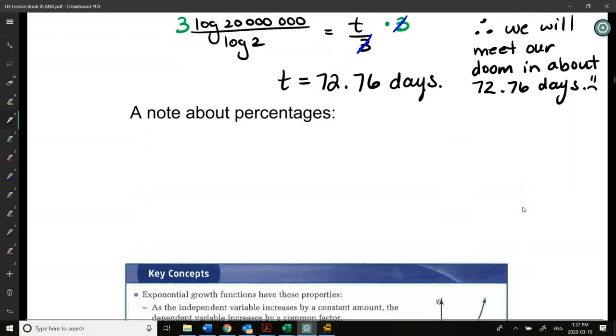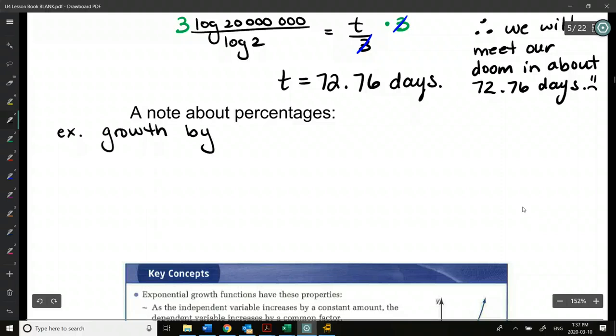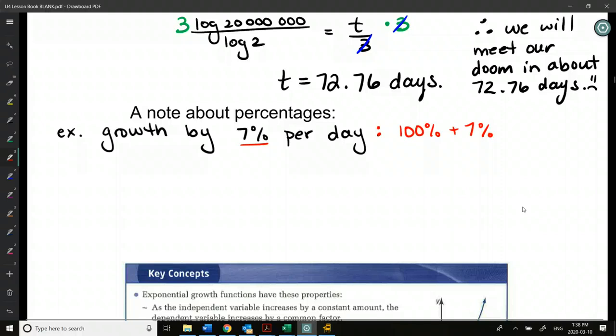All right, just as a little note, guys, in some of your questions, you might see growth by a percent, okay? So let's just say, for example, it tells you that your population grows by 7% per day. The growth rate is indeed 7%, but I can't enter in percents as the B value. I also need to consider that if I'm growing by 7%, it actually means I have 100% of what I already have, plus an extra 7%. Agreed? So this actually is really like 107%.